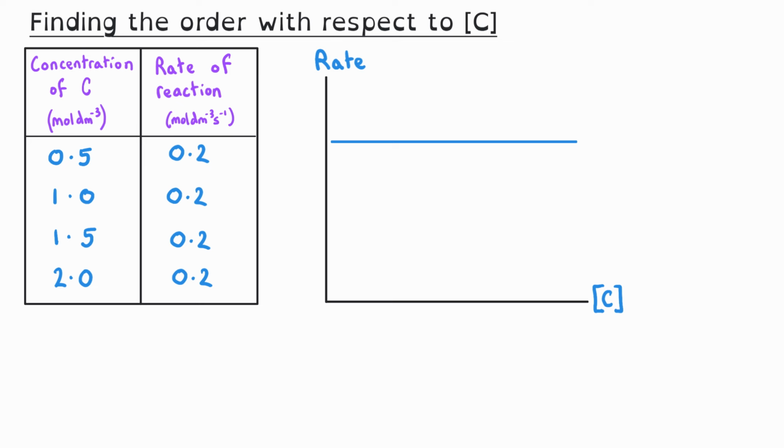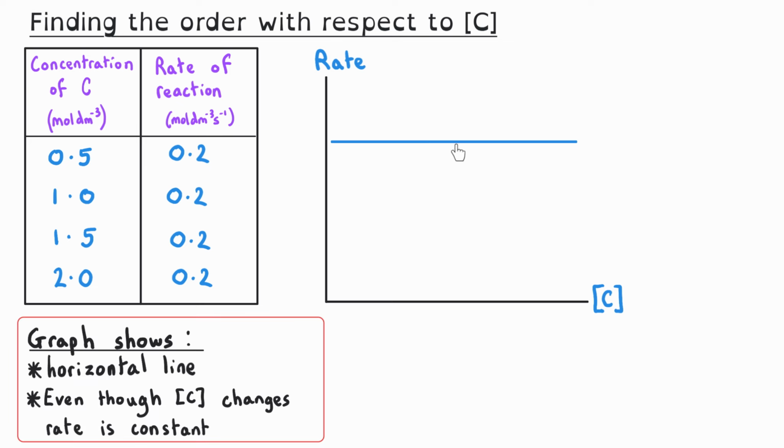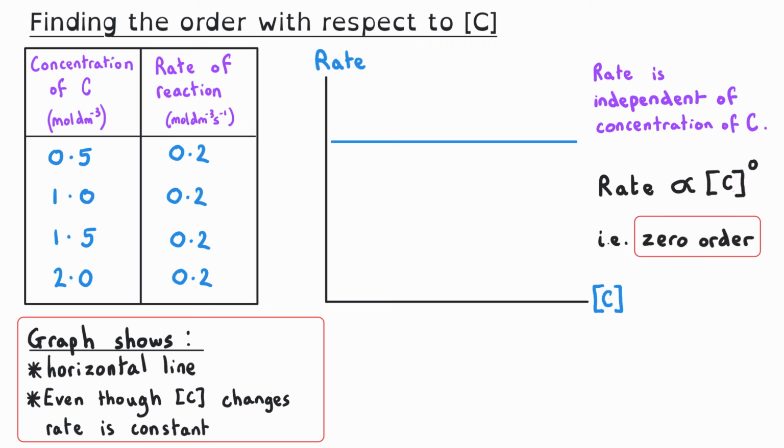And this graph is showing a horizontal line, and it's showing the fact that the rate of reaction is not changing even though we are changing the concentration of chemical C. In other words, the rate is constant. Or we might say rate is independent of the concentration of chemical C. And this means that chemical C is 0 order. In other words, the rate is proportional to the concentration of chemical C to the power of 0.